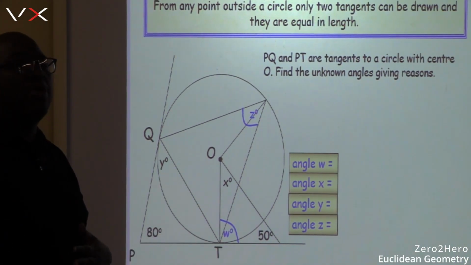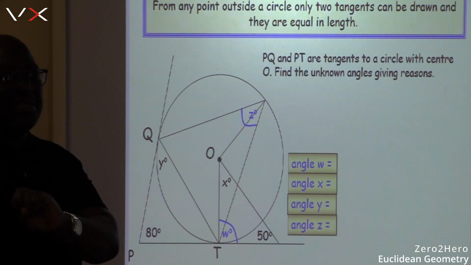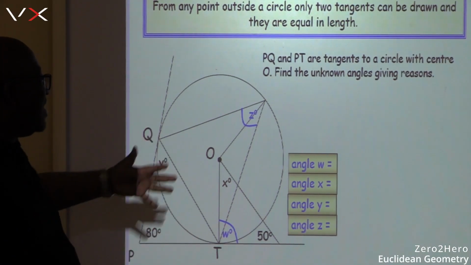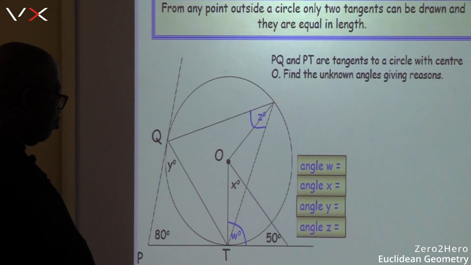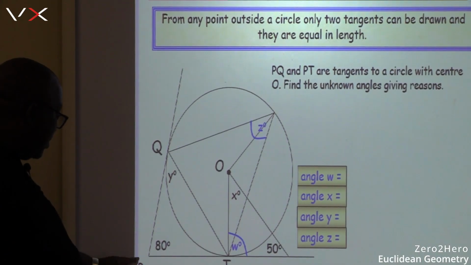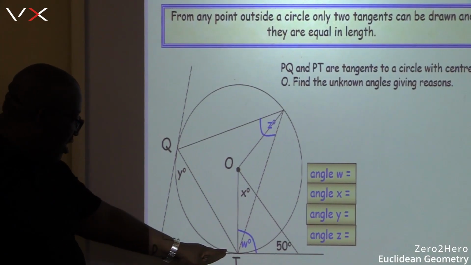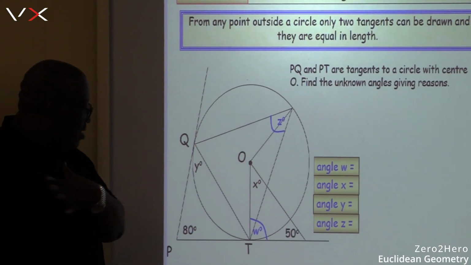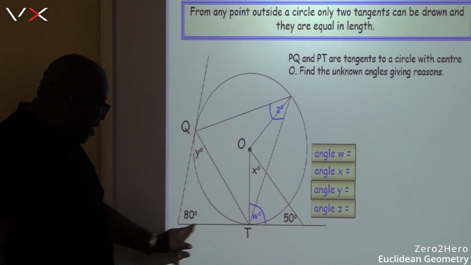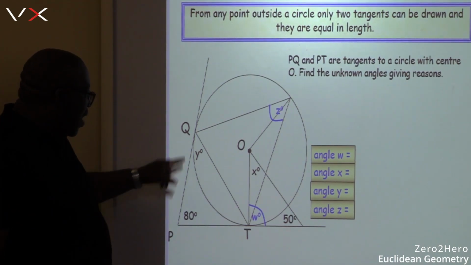Let me start from the bottom. Maybe let's look at two tangents from the same point. Do we have that in this diagram? Yes, we do. This is the tangent PQ, and another tangent PT. What is this saying to me? It says this tangent PT is equal to PQ.